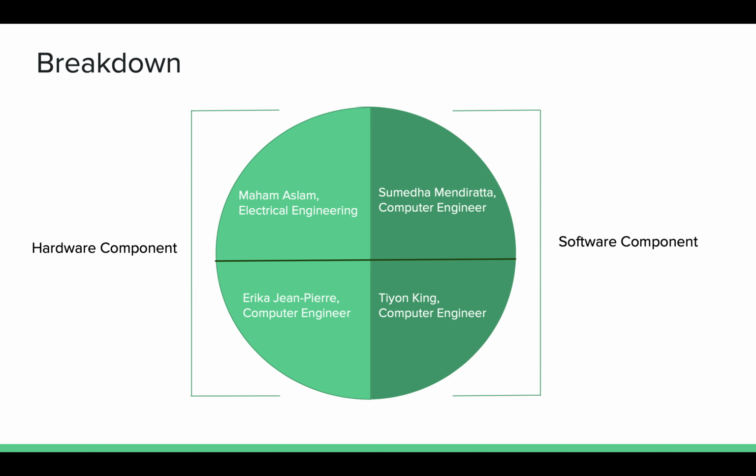For the breakdown of our group, we have 3 computer engineers and 1 electrical engineer. Since we have multiple disciplines, we wanted to have a project where we could incorporate both majors and areas of expertise. The way we divided the project was that Maha and Erica would work on the electrical engineering portion of the project, while Sumeda and Tyon would work on the computer portion. As a group, we would then combine them together to have a fully functioning project.